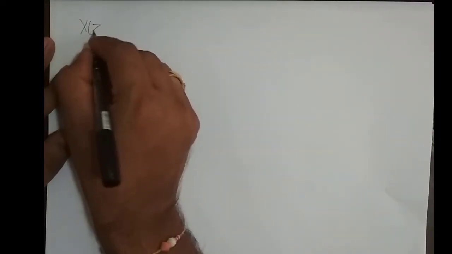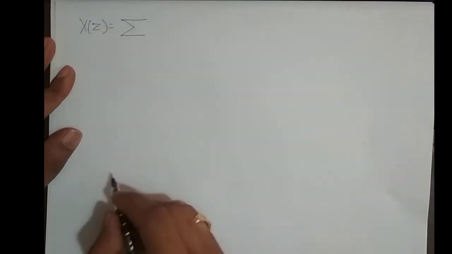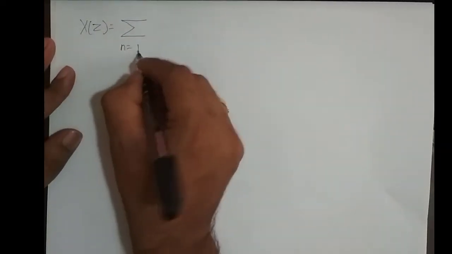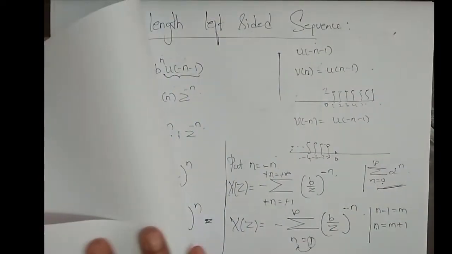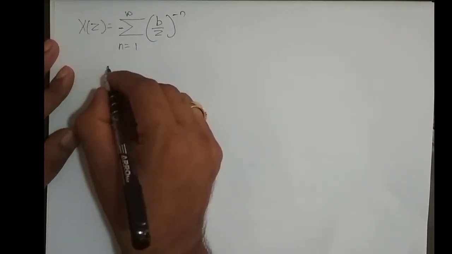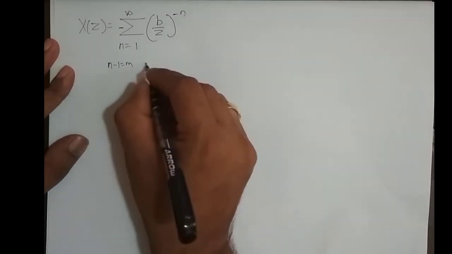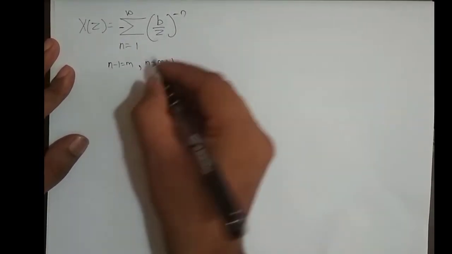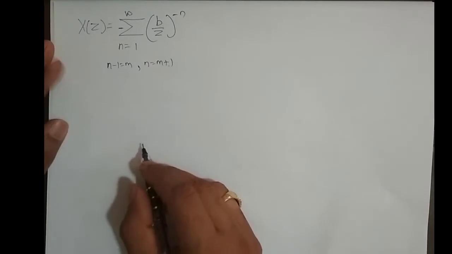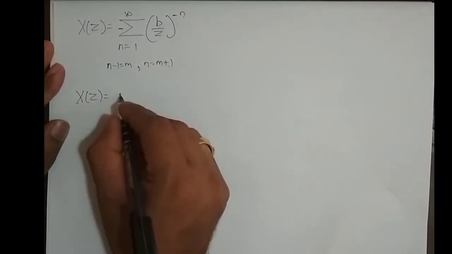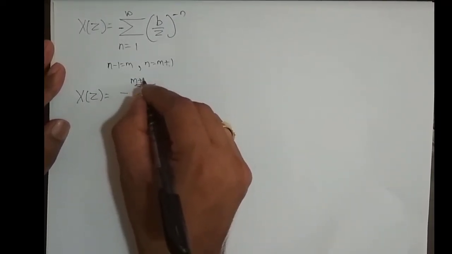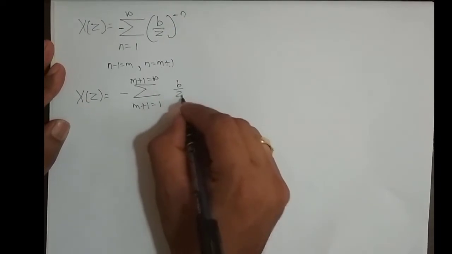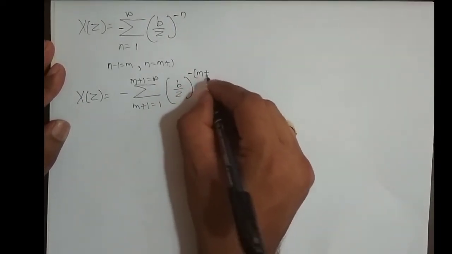So what do we have? X of z is equal to summation n varying from 1 to infinity, so it is (b by z) power minus n, and I have minus here. So I have to replace n minus 1 is equal to m. So what is n? m plus 1. In this equation, wherever n is there, I am replacing it by m plus 1. What do I get? X of z is equal to minus of summation m plus 1 equal to 1 to m plus 1 equal to infinity, (b by z) whole power minus of (m plus 1).